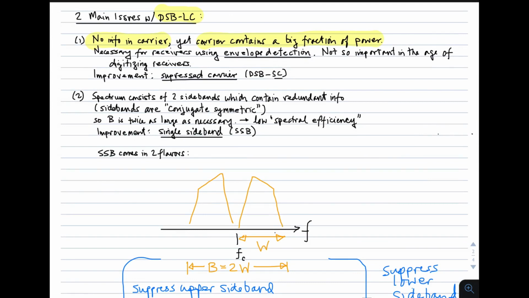However, this carrier is necessary for receivers using envelope detection. So perhaps you already know about envelope detection. That's merely detecting the magnitude of the signal, typically using some form of rectification. These days, it's less important because many, perhaps most receivers that are receiving AM are digitizing receivers, so there's a number of other options besides envelope detection.